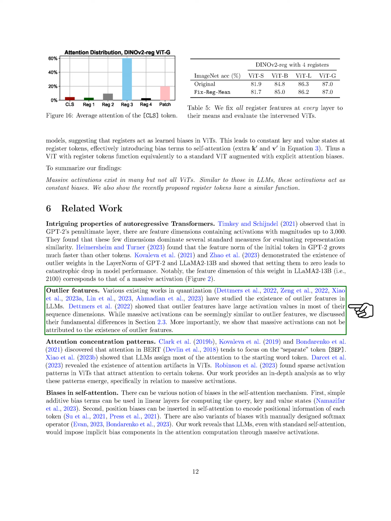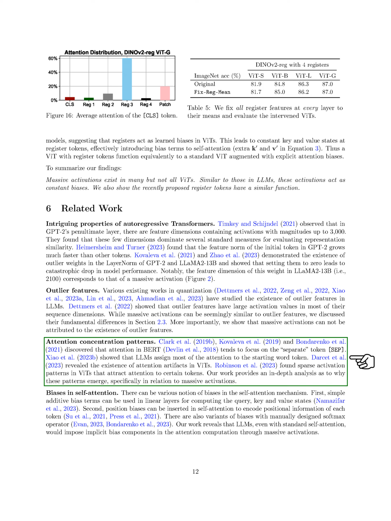When it comes to outlier features, various studies have explored their presence in LLMs, noting that these features often have high activation values across most of their sequence dimensions. Although at first glance, massive activations might seem similar to outlier features, we've discussed their fundamental differences. More crucially, we demonstrate that massive activations cannot simply be explained by the presence of outlier features.